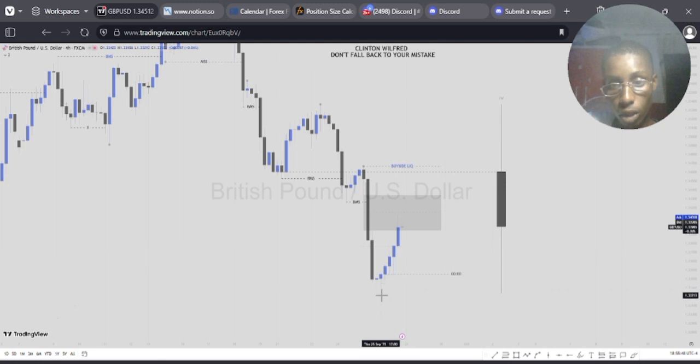I'm looking for price to get into this point. Price has already expanded up to this place, so we're expecting price to go lower to this sell side liquidity. We have sell side liquidity resting at this low, and this low acts as previous week low. This low at this point acts as previous week low, and this low right here also acts as previous week low.